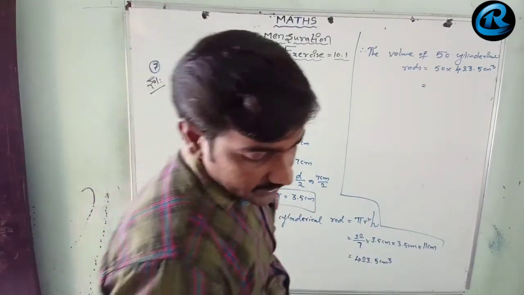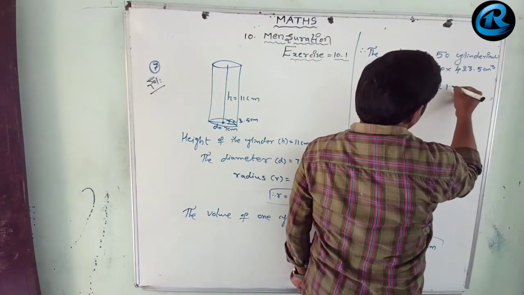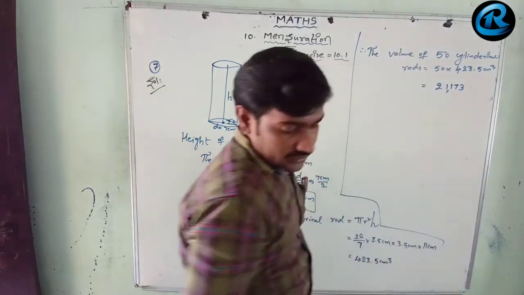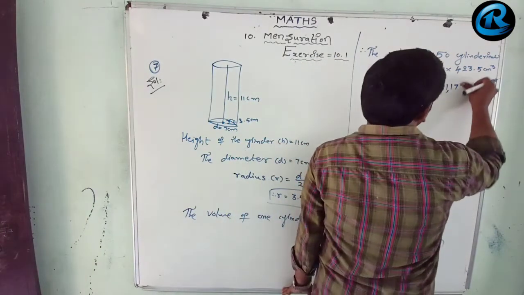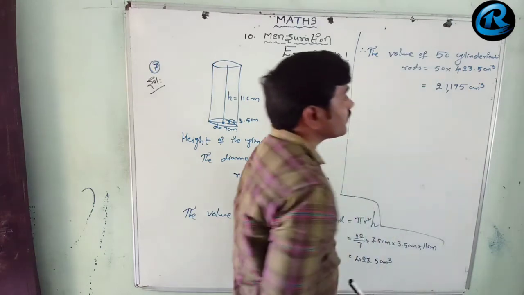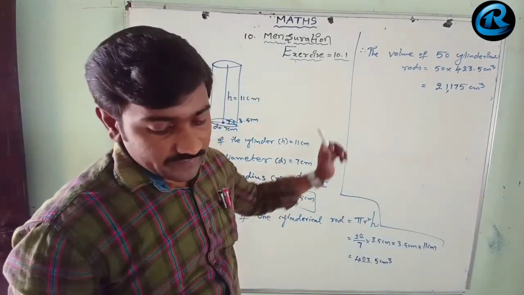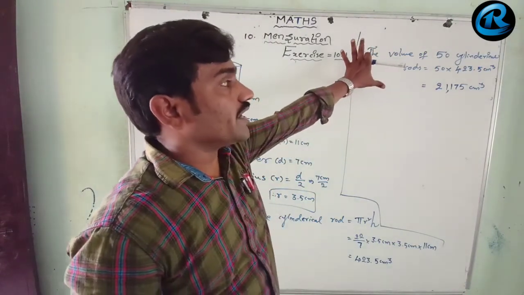At last we get that is 21,175 centimeter cube, and this is the value we'll get. This is the volume of 50 cylindrical rods.